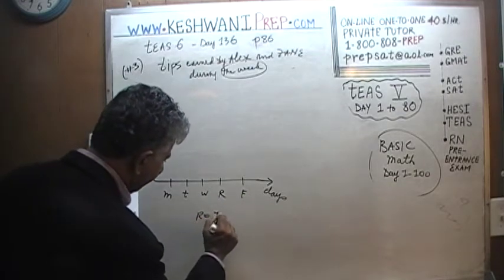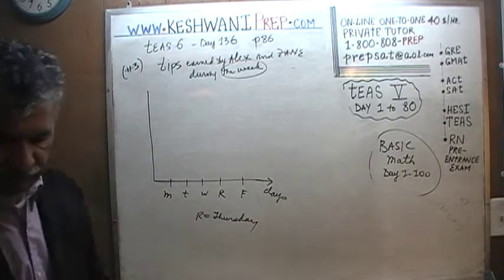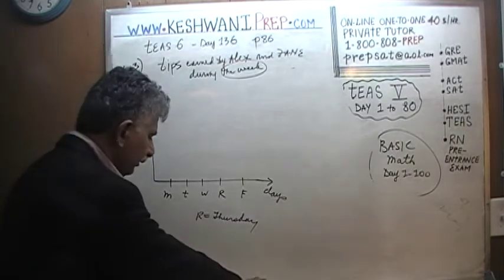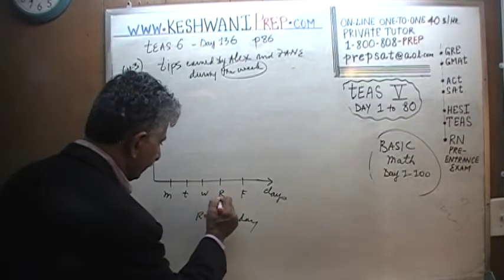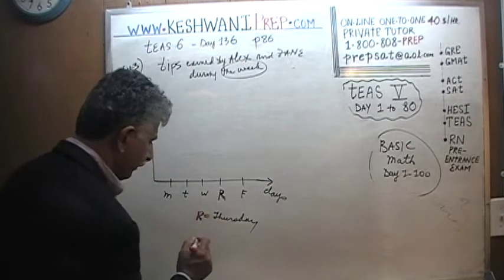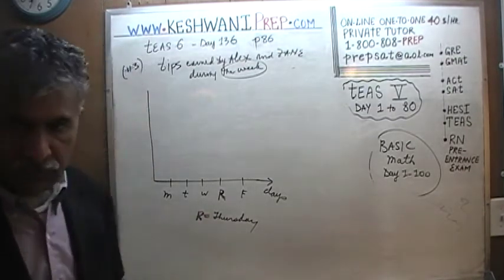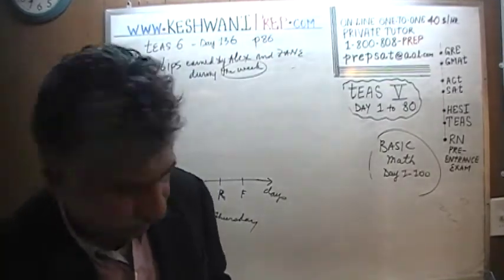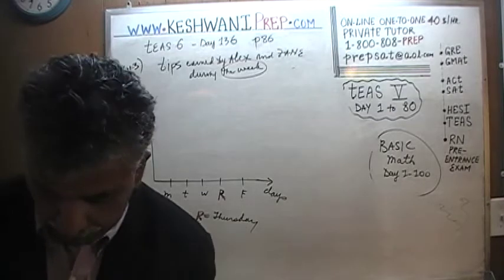Thursday, by the way, is represented by letter R. That is the standard symbol for Thursday. R for Thursday. Don't get confused. In most course catalogs in colleges, the course offerings would use letter R to represent Thursday. So here we go. Monday, Tuesday, Wednesday, Thursday, Friday.